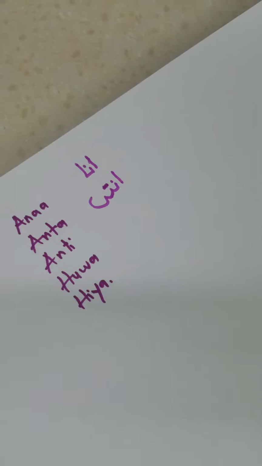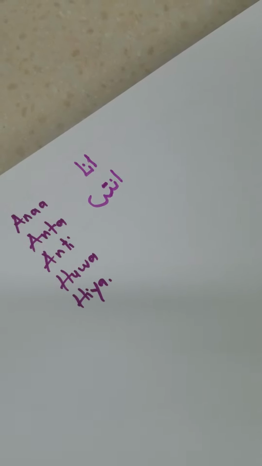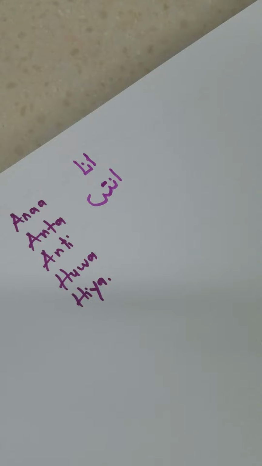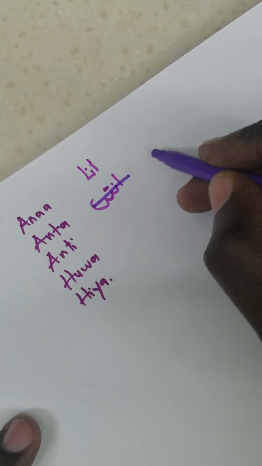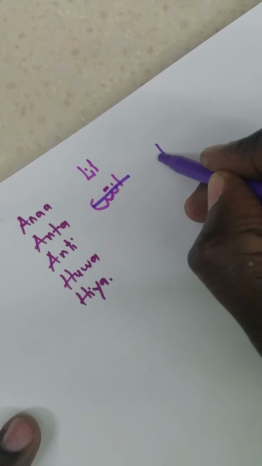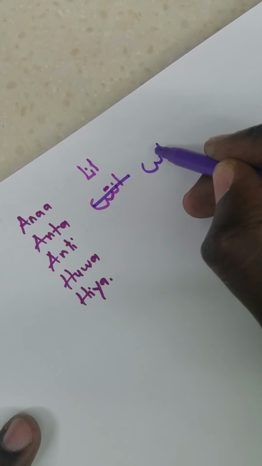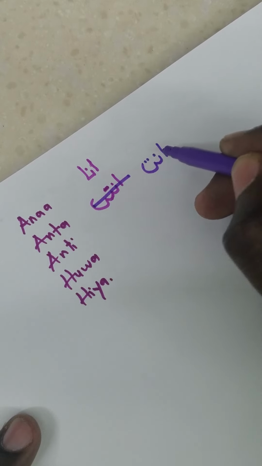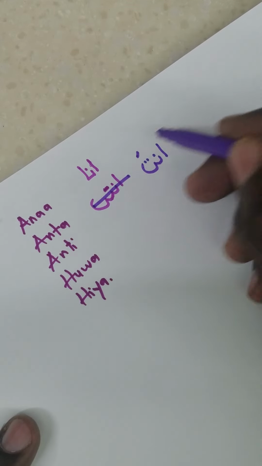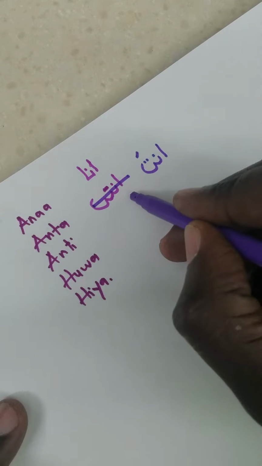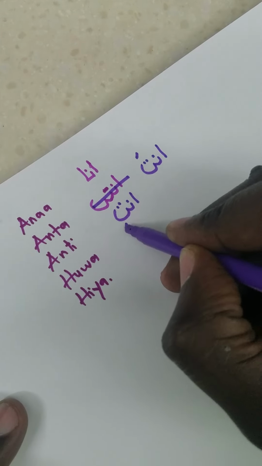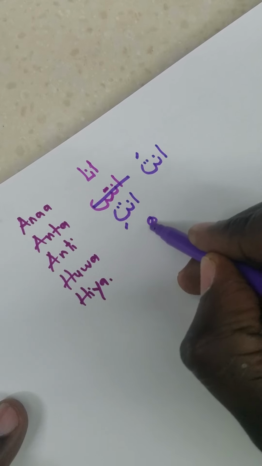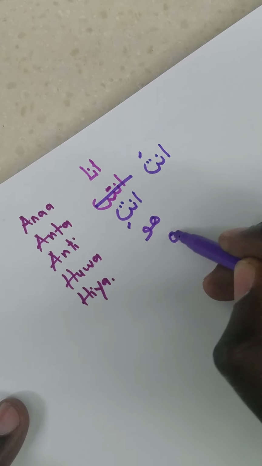Okay, yesterday we looked at the singular of these pronouns, and we saw Ana, Anta, Anti. Okay, this is not right. This is Anta. This is Anti. Huwa, and here Hiya.